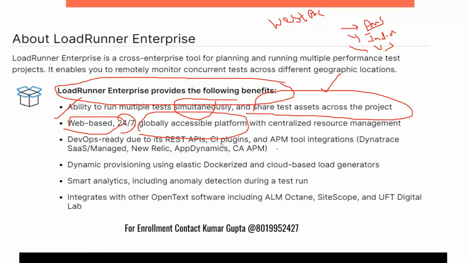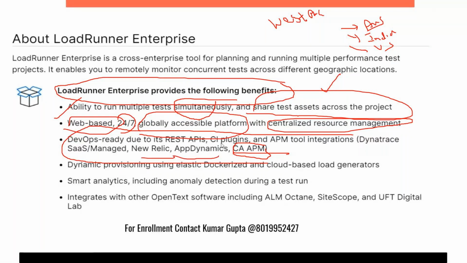And centralized resource management: we just understood it has a centralized database and the web app server and all that. We have already seen how to integrate. CA APM, I don't know if anybody is using it, but back in the day it was popular. Then AppDynamics, New Relic, Dynatrace, and we have seen Azure Monitor also. Azure Insights are very popular these days, you're expected to know. All this can be integrated, and plugins are there, you can use them.